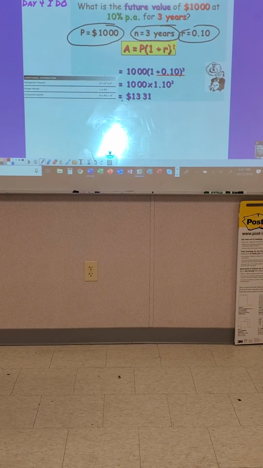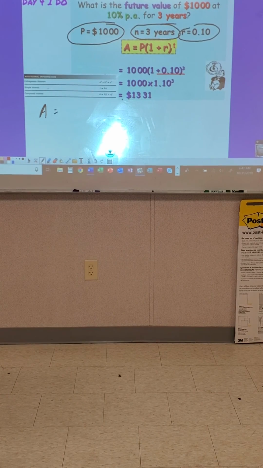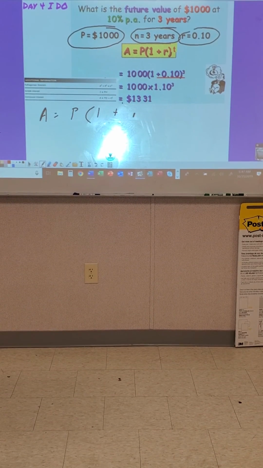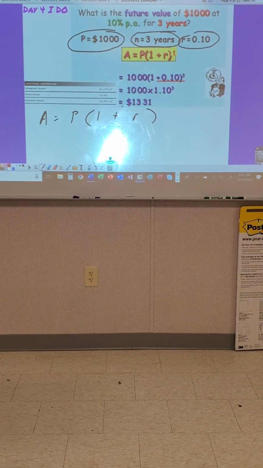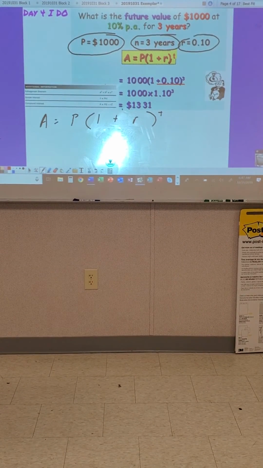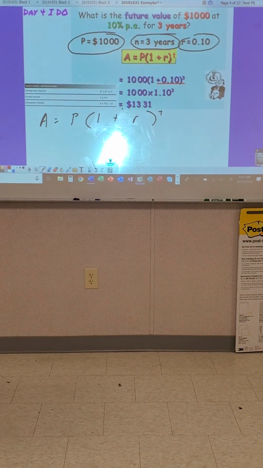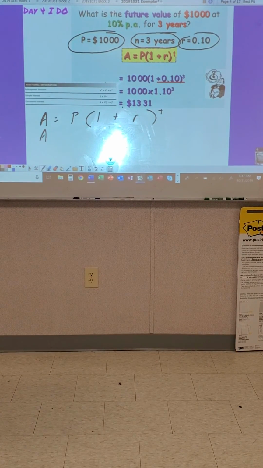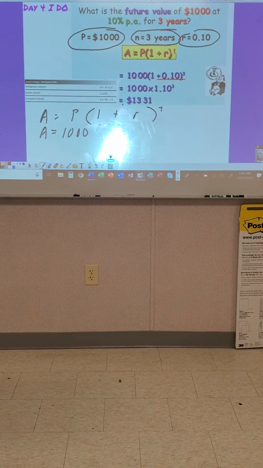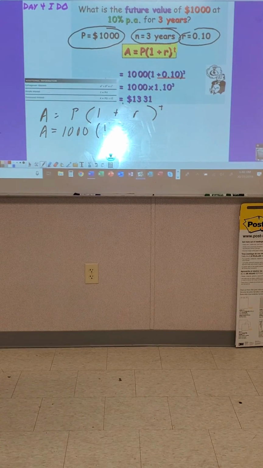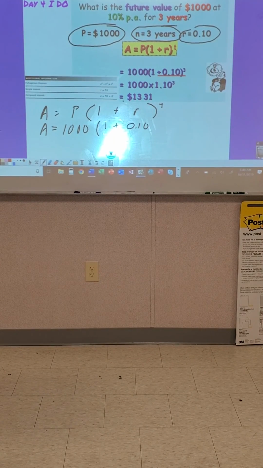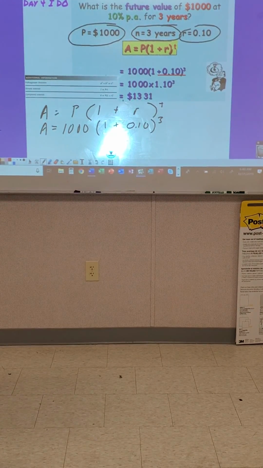So, let's take our formula. And I like to keep things lined up nice and neat. So if you notice, I'm kind of spreading things out so I have a pattern to follow where I can keep all of my information lined up nice and neat. Alright, so the amount of our investment is going to equal the principal, which we know is 1,000, times 1 plus r. The rate is 0.10, and the time is 3 years.